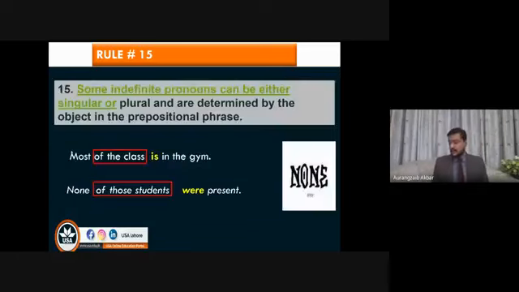Then we have also talked about indefinite pronouns. An indefinite pronoun can be singular or plural, determined by the object or purpose. Like you have written, "the most of the class". It is singular. "None of the students", those students. So here it is referring to plural.